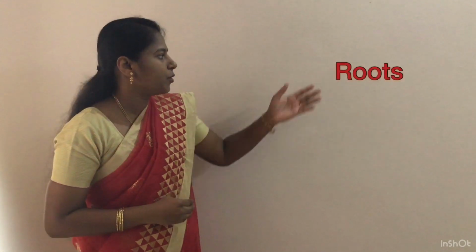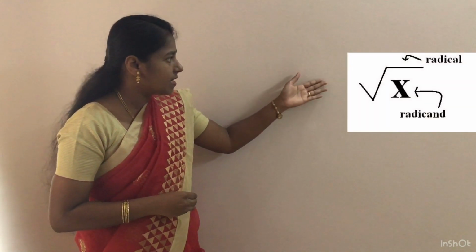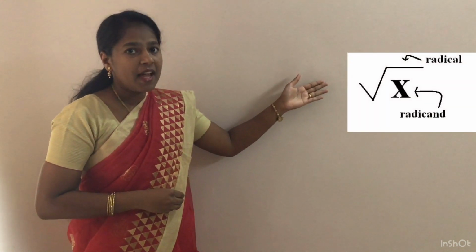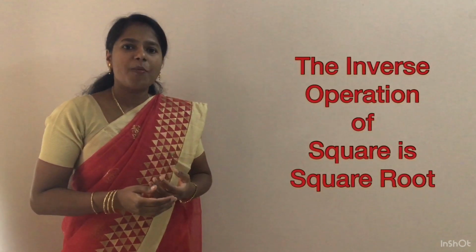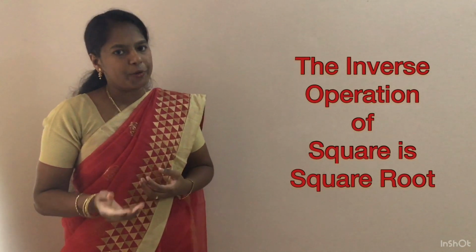Similarly, the operation that can undo exponents is roots. The symbol used for roots is this, which is called the radical sign, and the number written under the root is called the radicand. So, roots are the opposite operation of exponents. We can undo a power with a root, and we can undo a root with a power. Therefore, squaring is raising to the power 2, and the second root of a number is called the square root. Hence, the inverse operation of square is square root.